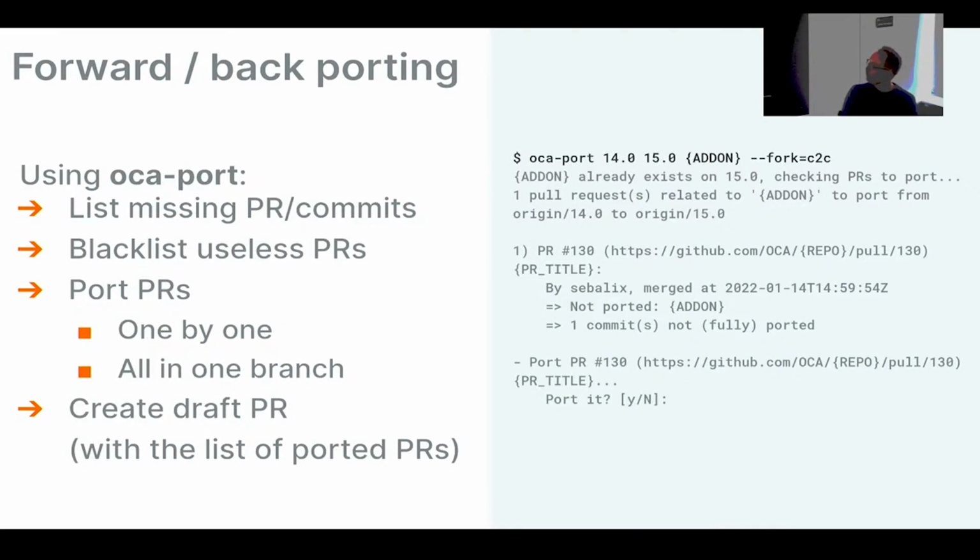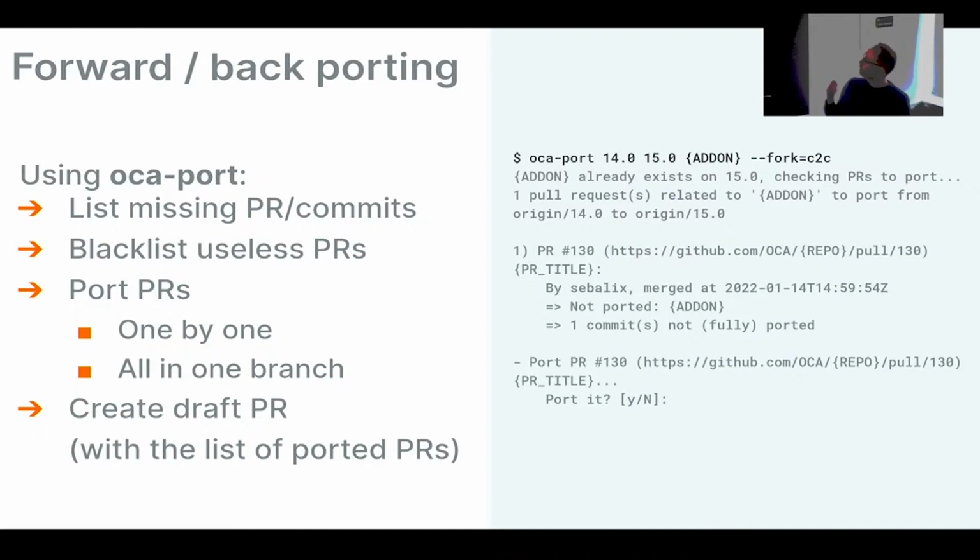So with OCA Port, now we can have a report of what you need or what is missing for your add-on on the target branch. It could be false positives, like lint commits, lint checks. You don't want to port that because maybe on the target branch pre-commit has done the job well, so you don't want to port that.